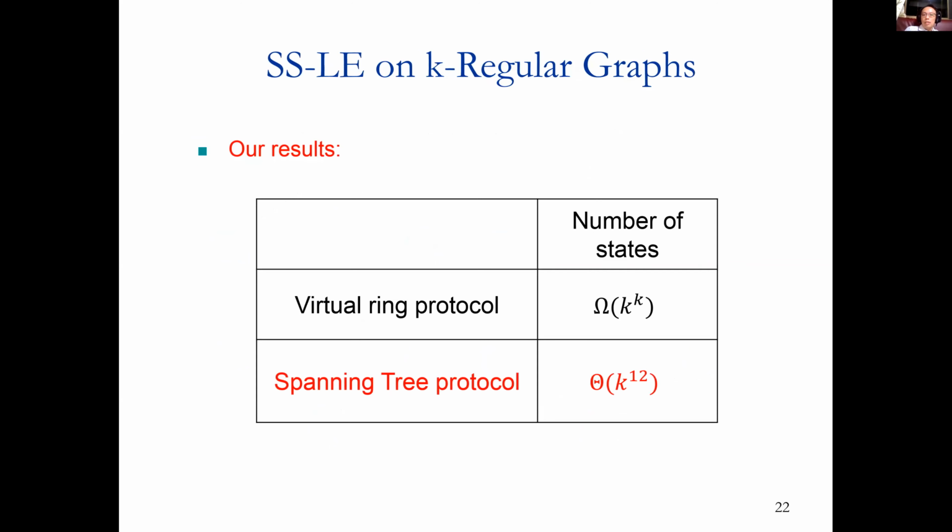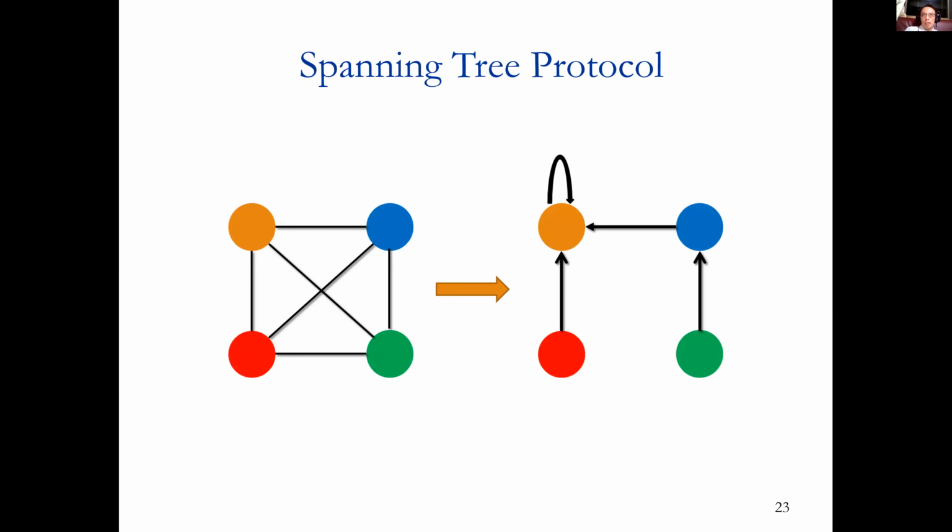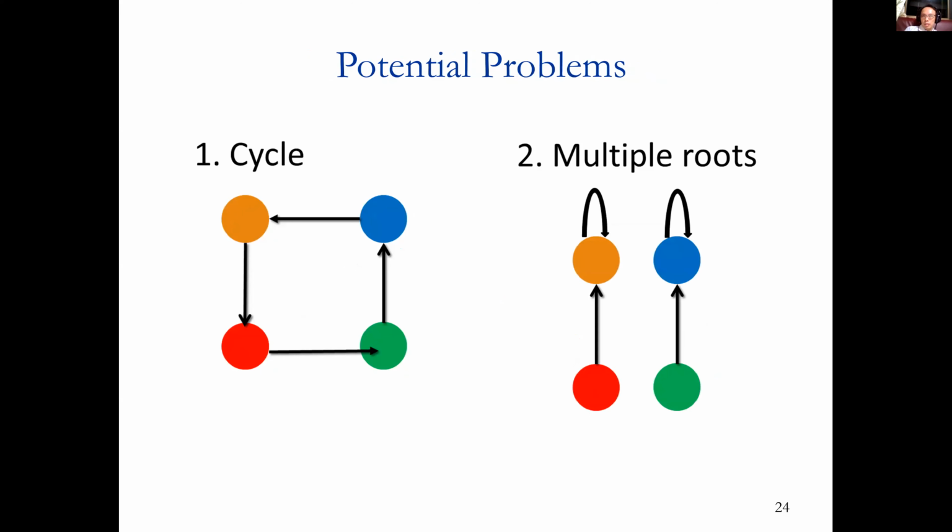On the other hand, for the spanning tree protocol, in order to reduce the number of states, we cannot use a large number of virtual nodes for each node. So instead, we ask each node to randomly select a parent. And we hope that the graph is going to go into a spanning tree where we can assign the root to be the leader. And of course, there could be 0 leaders, where there will be a cycle. In that case, we can use the previous leader election protocol on cycles to elect the leader and break this cycle.